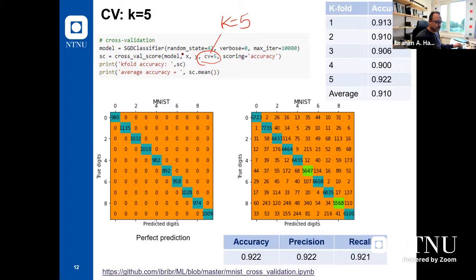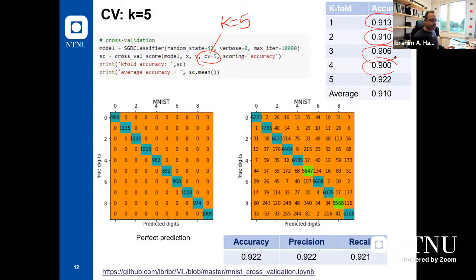When we use this cross validation score function, each time it will give us the accuracy for each fold. For k equal 1, we will have this accuracy. For k equal 2, we will get this one. For k equal 3, we will get this number. For k equal 4, we will get this number. And this number is the accuracy average. It's the accuracy for each model, in fact.